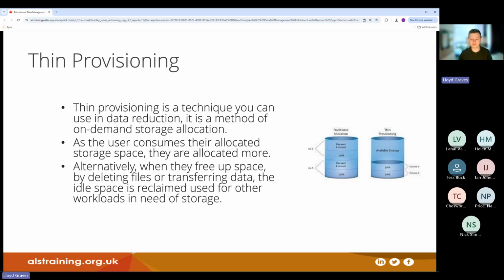So that's method number one of data reduction. It doesn't actually reduce the amount of data you're holding as an organization, but it helps you not pay for capacity that you're not actually using. So that's that one there.